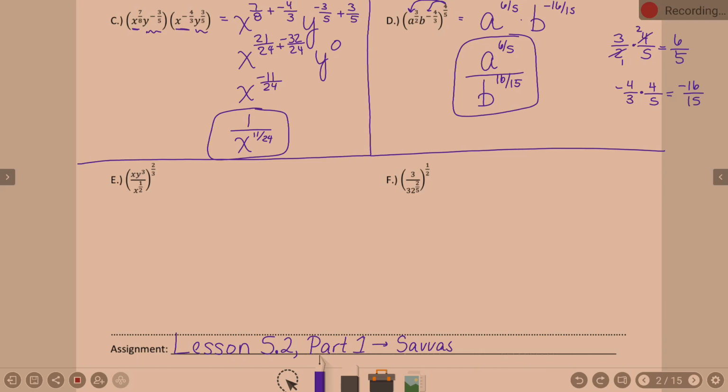Thoughts of where you want to start? Okay, deal with that outside power. Now, what's that 2/3 have to go on? X and Y. It has to go on x and y to the third on top, and it has to go with x to the 1/2 on bottom. So it goes with everything on top and everything on bottom because it's outside of that parentheses. Now, on top, that's going to be x to the what?